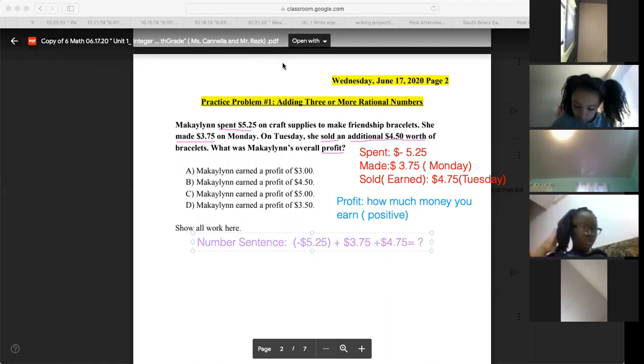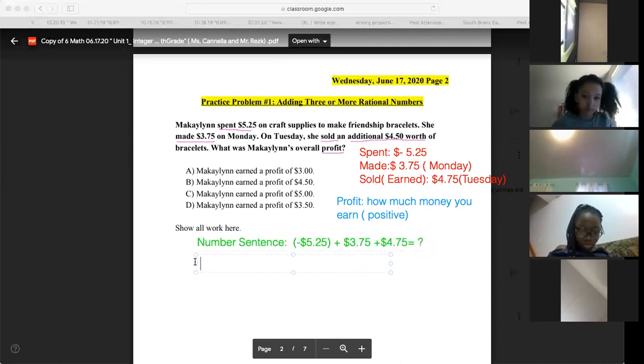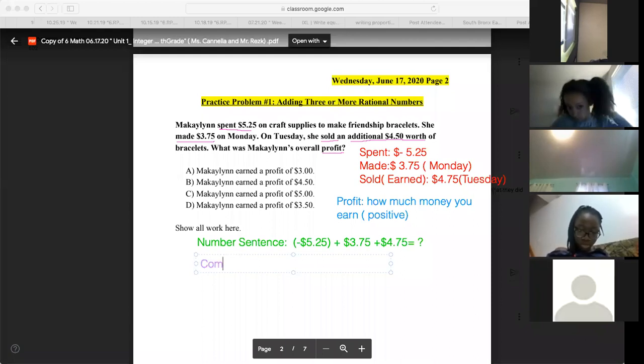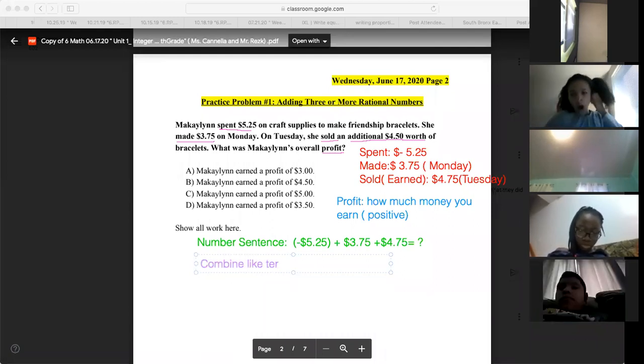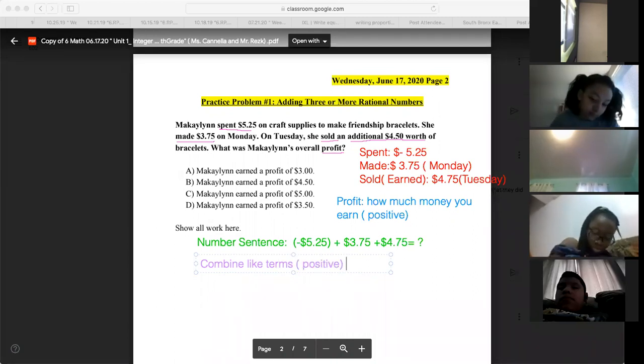So now, Chris Danielise, what would make the most sense? Should we add the positives first or should we do the positive and negative? What would you like to do? I think we should add the negatives and the positives first. Okay. Or why don't we, for argument's sake, just add the negatives to make it easier? You'll see why. All right. So let's add all the positive first. So we're going to combine like terms, which is going to be the positive integers, the positive amounts.